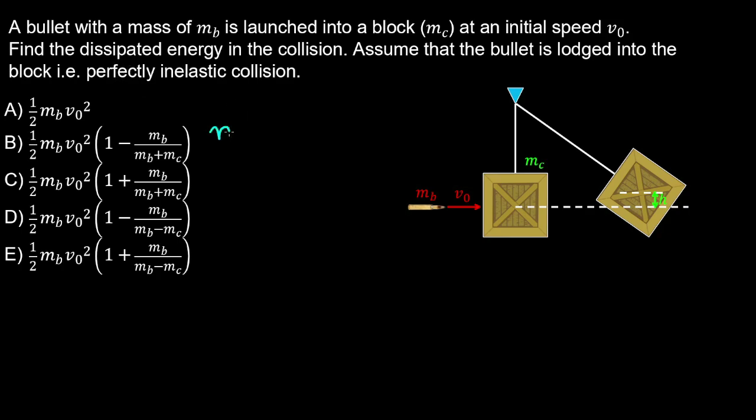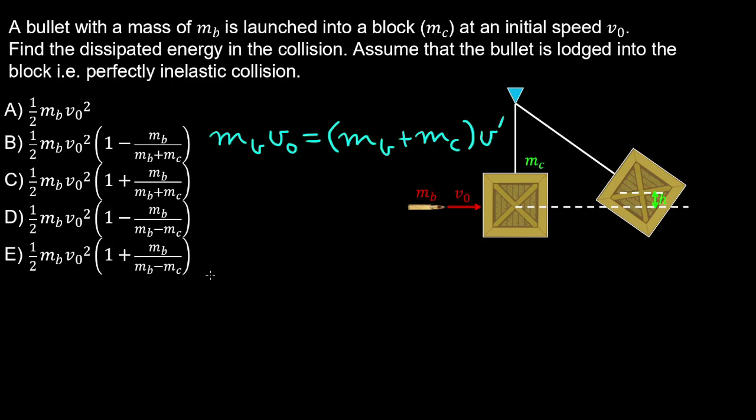So the initial momentum of the system is due to the bullet, being the mass of the bullet by the velocity, and that's equal to the mass of the bullet plus the mass of the crate, being the mass of the system, by the final velocity of the system.